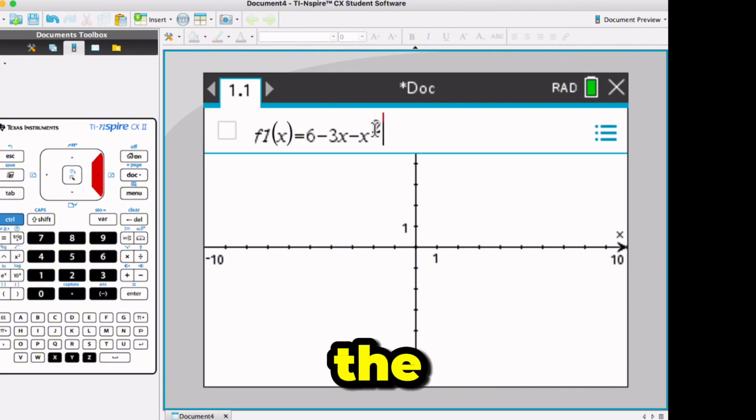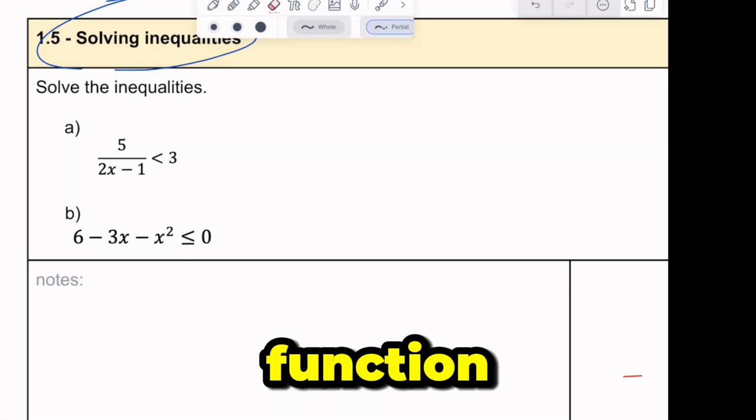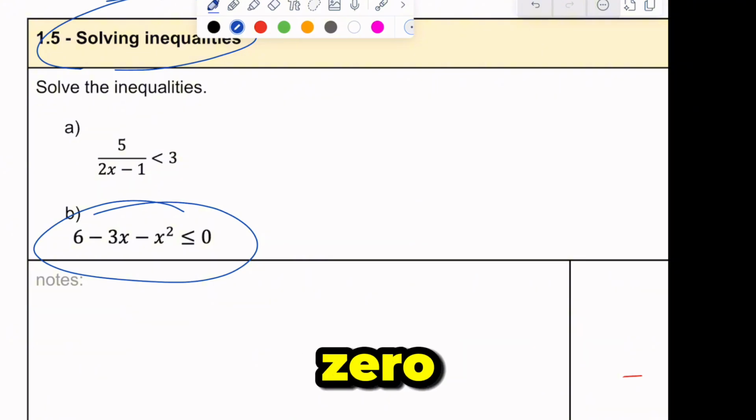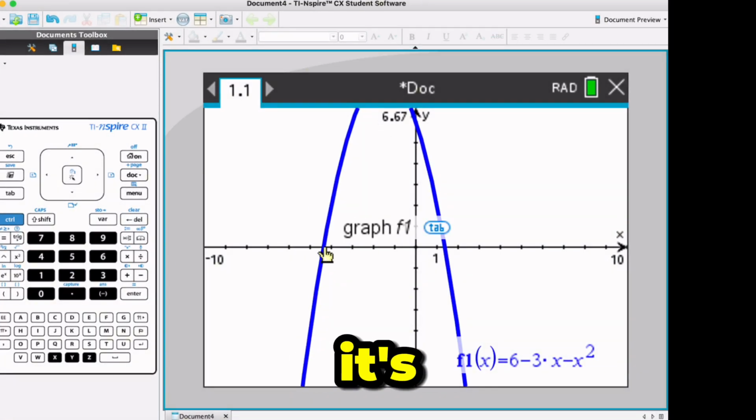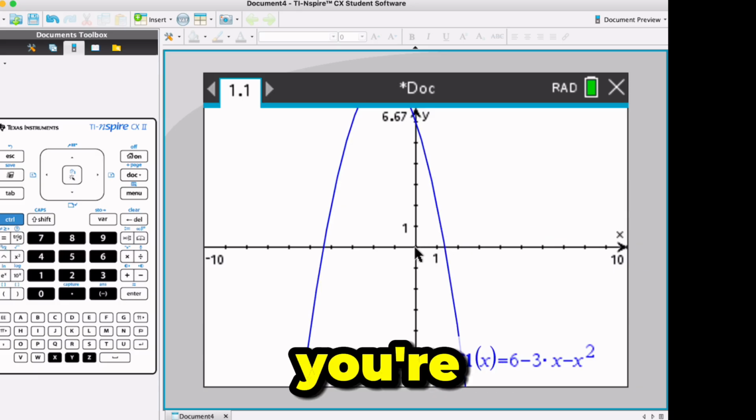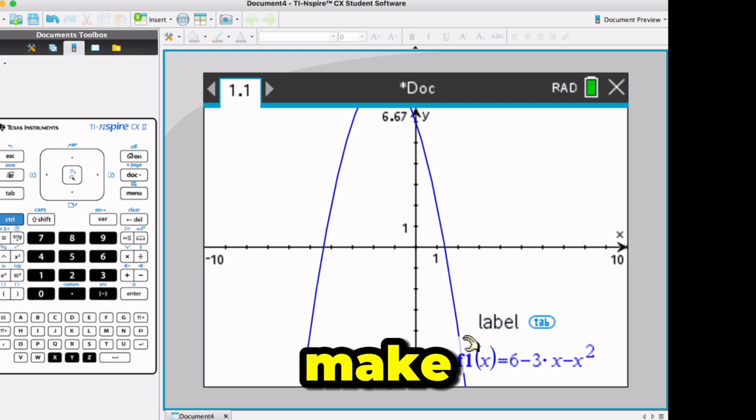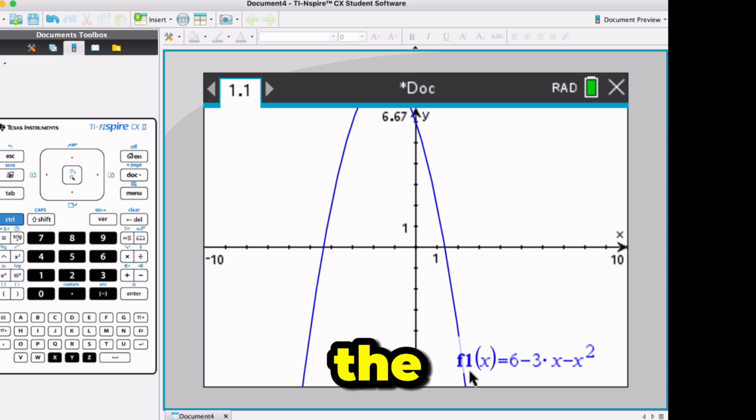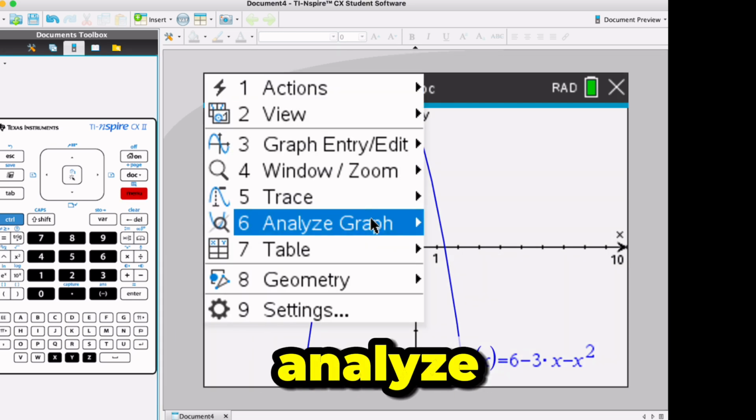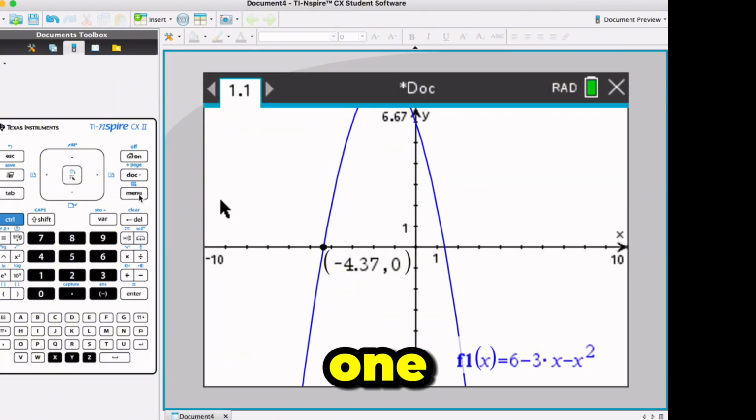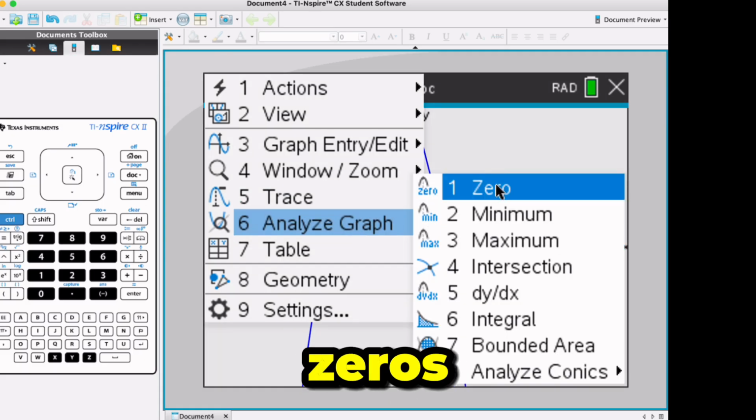And the question states, when is the function less than or equal to 0? So if we go over to the graph here, let's figure out when it's equal to 0, which is here and here. Remember, you're equating it to when is it equal to 0 on the y-axis. So here this is equal to 0, and here it is equal to 0. It's what values do you substitute in this to make 0? And remember, this is the y value. So menu, analyze graph, zeros, and we're going to figure out the zeros.